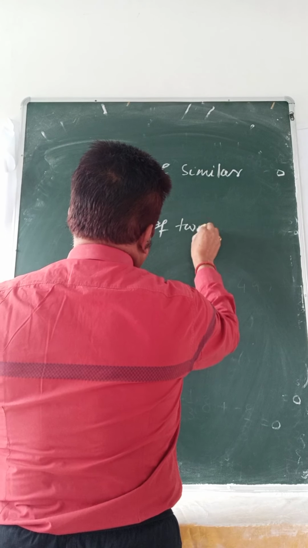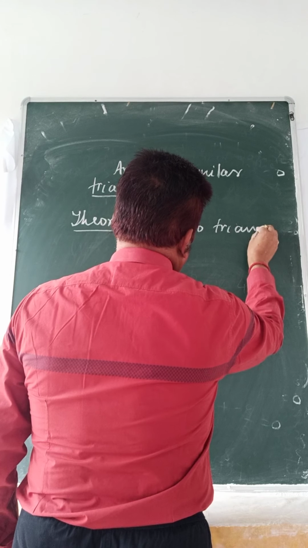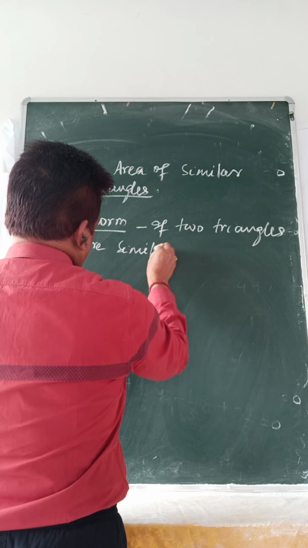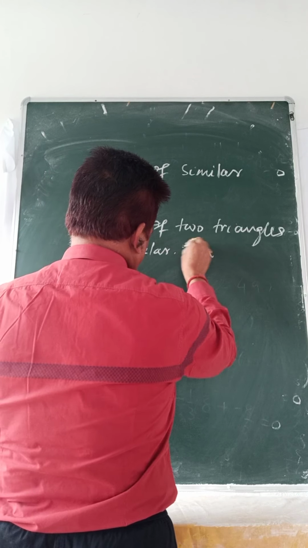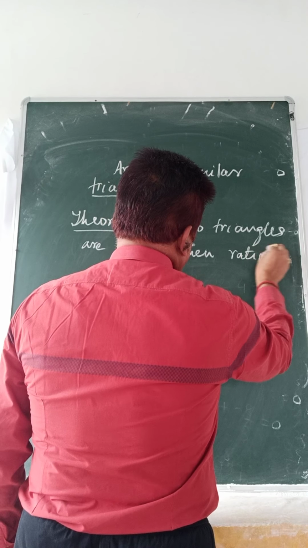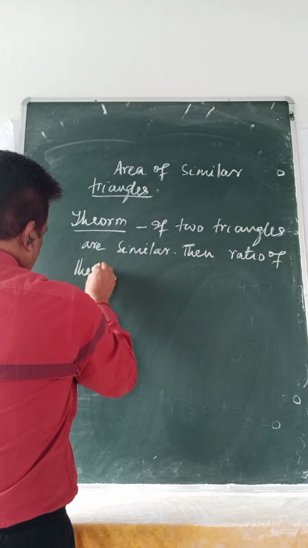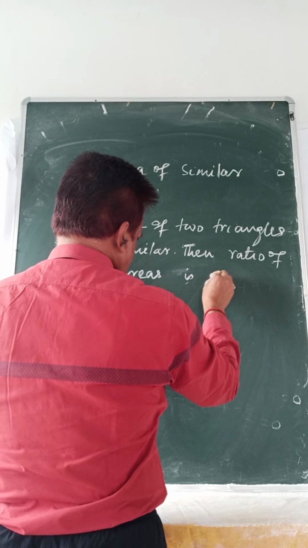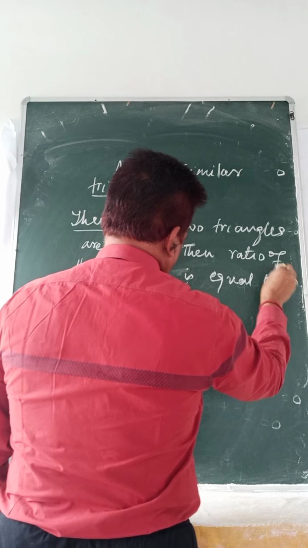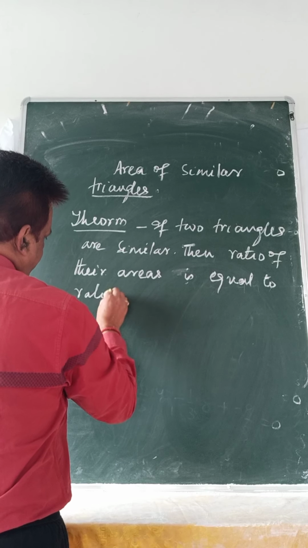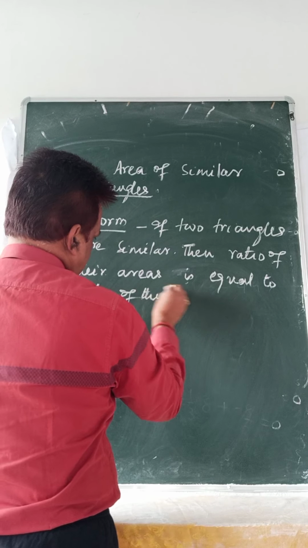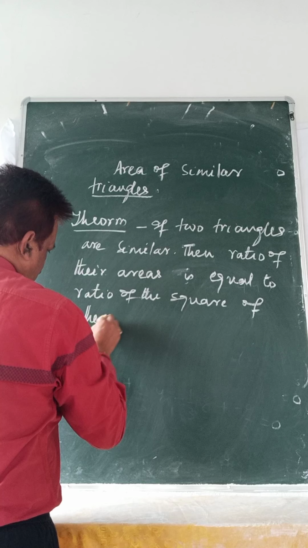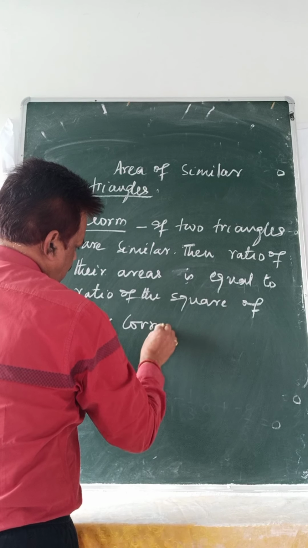If two triangles are similar, then the ratio of their areas is equal to the ratio of the square of their corresponding sides.